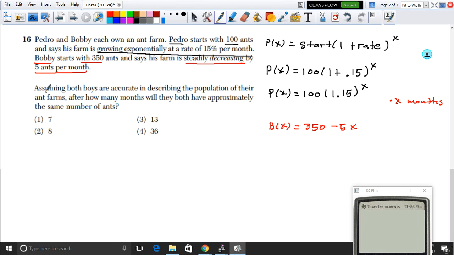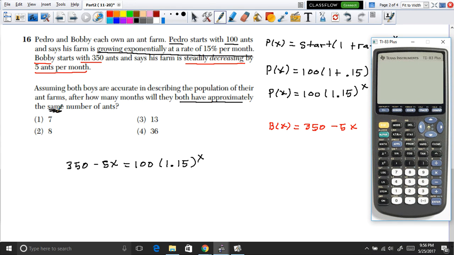Now let's see what they are asking us to write down here. It says, assuming both boys are accurate in describing the population of their ant farms, after how many months will they both have approximately the same number of ants? If you want to know when both have approximately the same number of ants, what you have to do is set those equations equal to each other. So we're going to have 350 minus 5x equals 100 times 1.15 to the x.